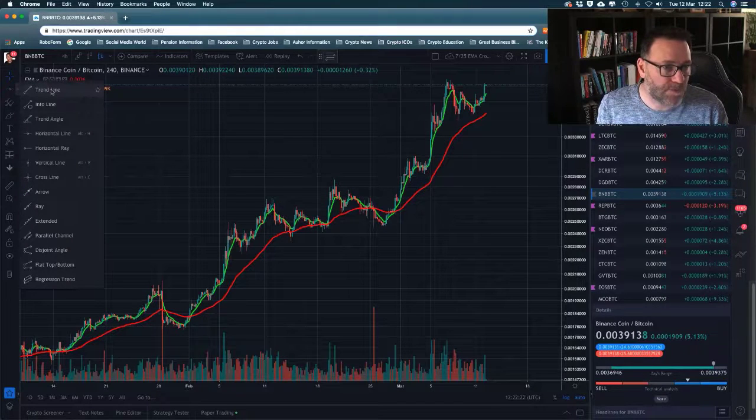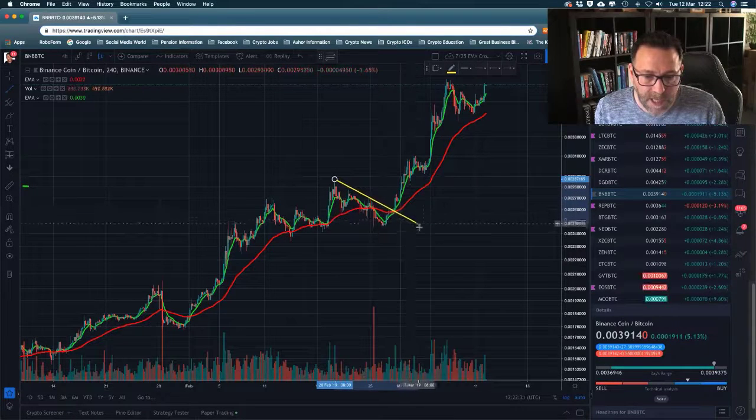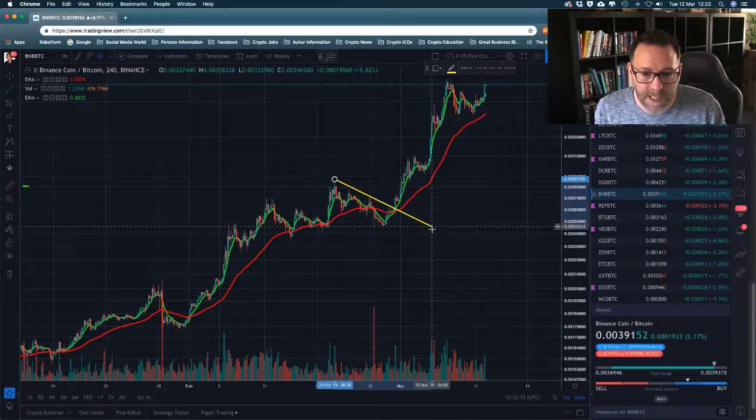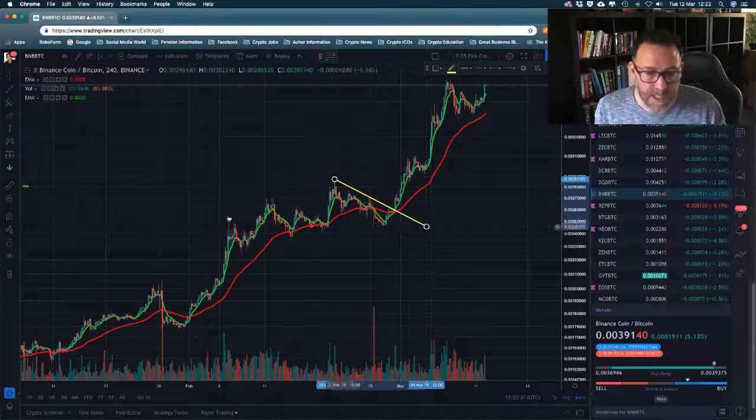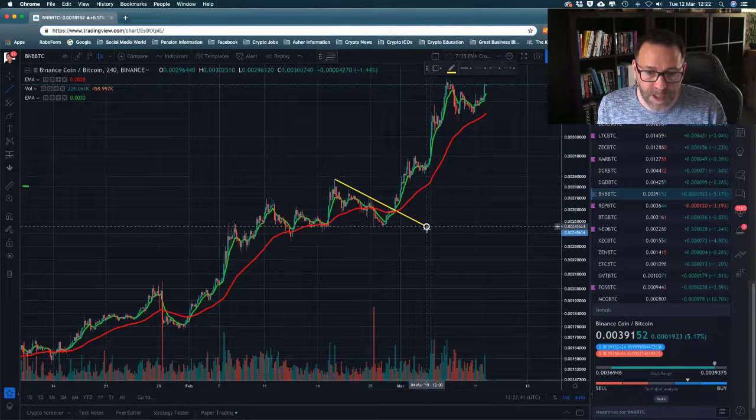Okay, so what we're going to do, we'll go to a trend line. I'm going to use this line here, and we're going to use this clear support tier. If you look at this, there's a clear support tier as well. This is on the 4 hourly, but you can use any one. You can use the hourly, the 4 hourly, the daily, or even the weekly.